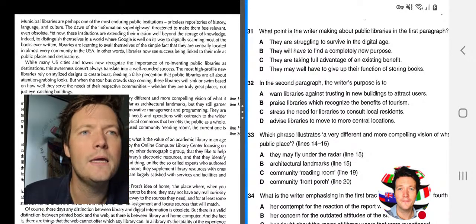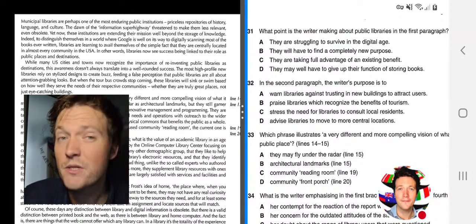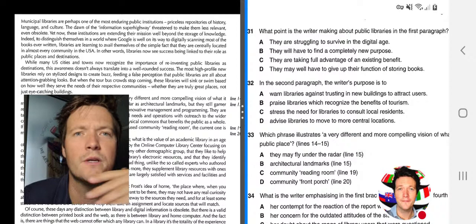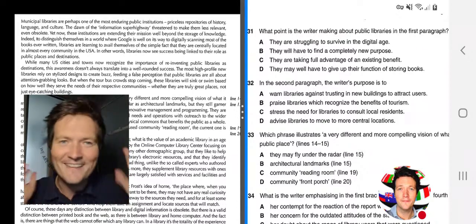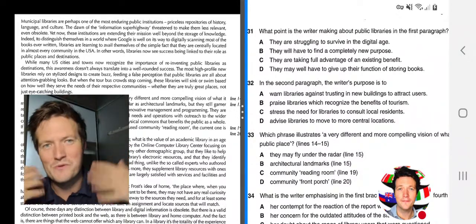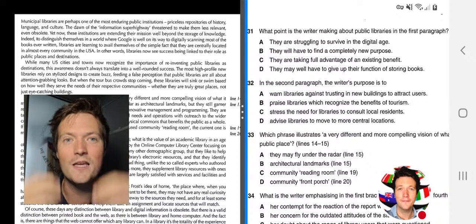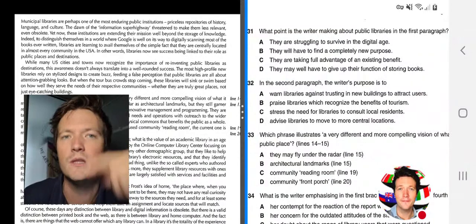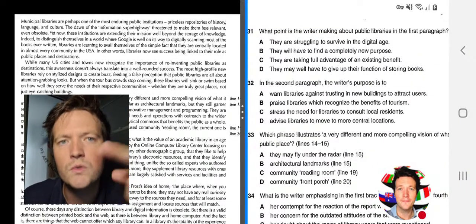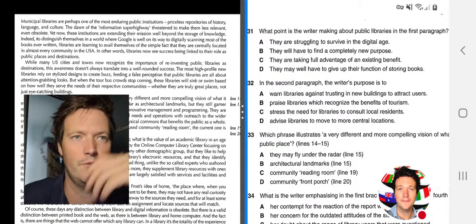So, in what does it say? Let's have a look at the other options, see if it could be any of the others or if we can rule them out. So B says praise libraries which recognize the benefits of tourism. No, he's not doing that. He's saying they can't rely on tour buses to come and keep them running. No, because at the end of the day, it's what's inside. It's the role that they play within the community with the people who are going to use the libraries habitually. That's the important thing, right?